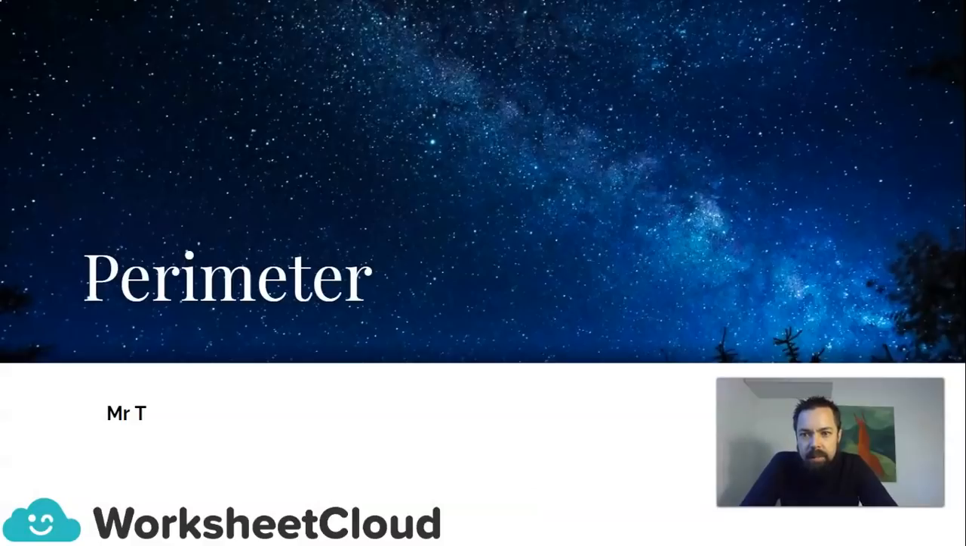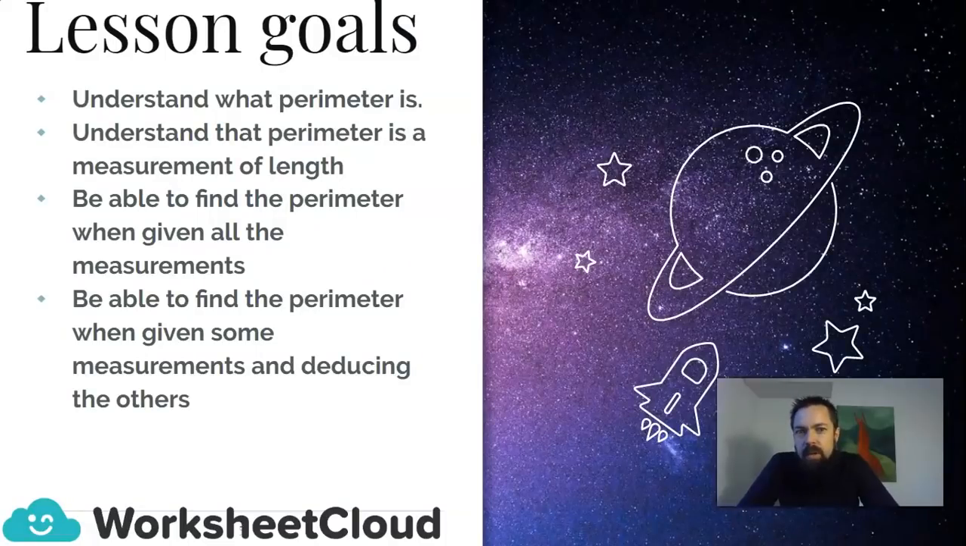Perimeter. I'm sure that you've done this. In fact, if you haven't done this, you must have skipped grade 4 because you definitely do it in grade 4. So perimeter, and our goals for the lesson are first of all to understand what perimeter is, then to understand that perimeter is a measurement of length. And as a measurement of length, we need to give that length a unit. So for example, we talk about centimeters, millimeters, meters, kilometers. Those are what I'm talking about when I say a unit of length.